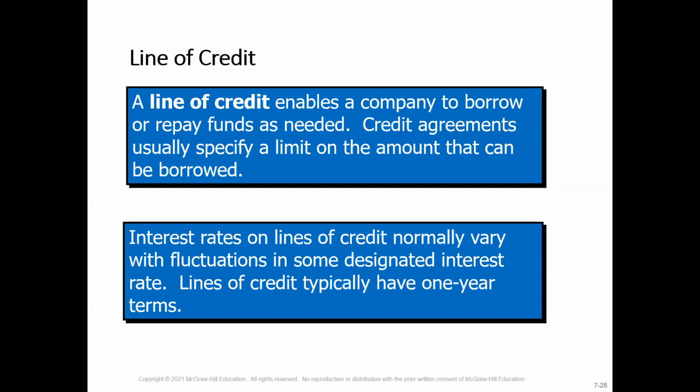And a line of credit typically has a 1-year term. At the end of that year, you and your bank renew the loan. And at that point, you make any adjustments to the principal. Do you need more funds? Do you want to cut it back? All up to the negotiations between you and your loan officer.